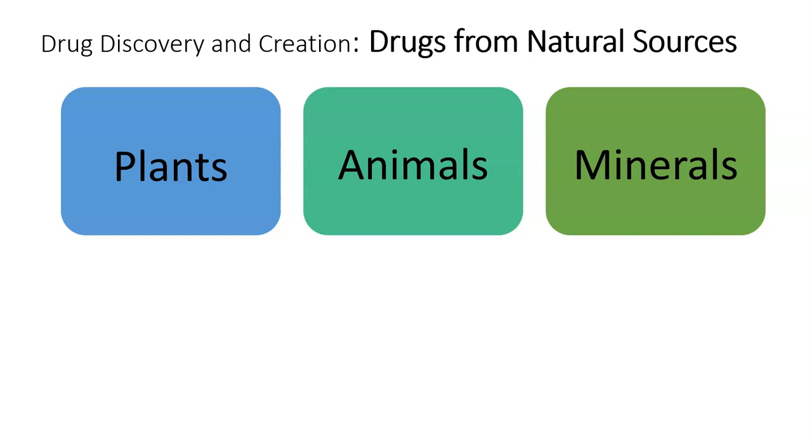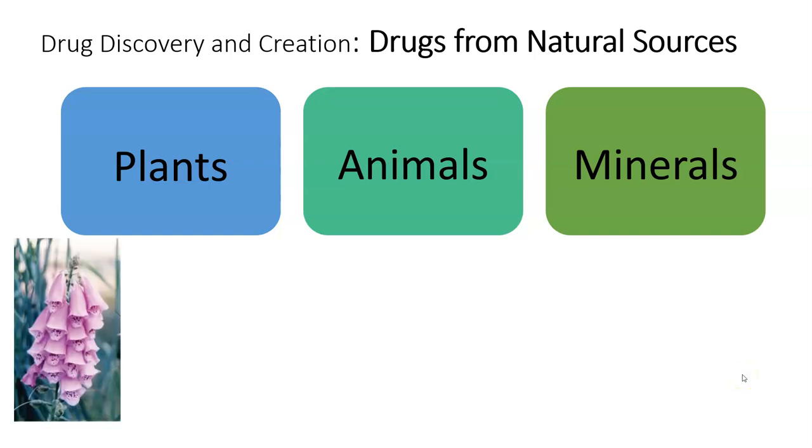So when we talk about plants, the foxglove plant is very pretty. So we get a derivative of this plant to make the drug digoxin, which is known as Lanoxin, and that's used for congestive heart failure. It helps the heart beat stronger.